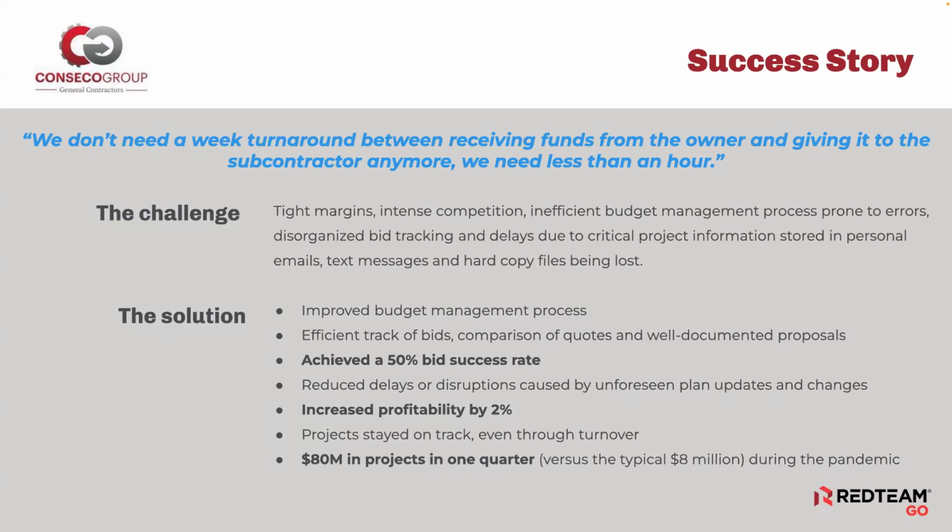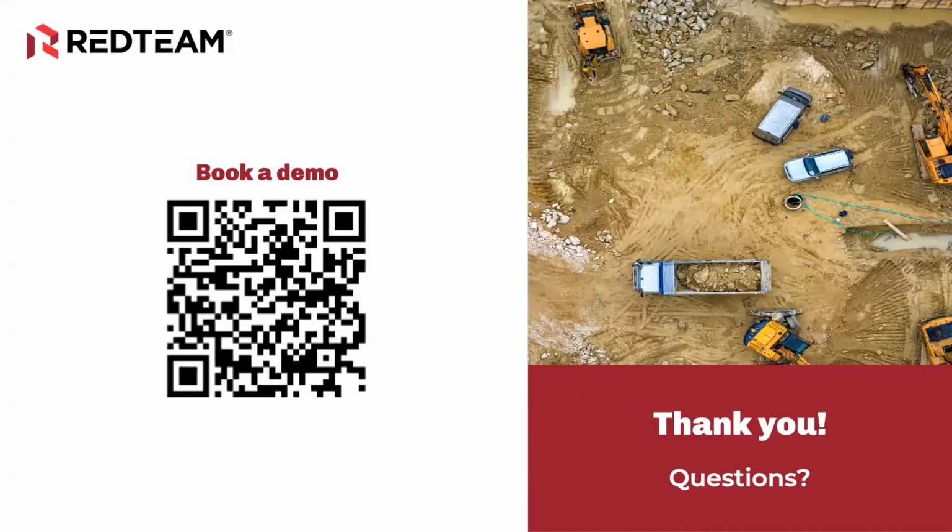It's a process that enables your company to have a very repeatable process, basically, for every project that is entered into the system, and it's very easy to follow along. With the time saved and the automation of tasks that Red Team Go provides, Conseco was able to save time and money while also achieving a 50% success rate bidding projects, increased profit by 2%, and managed $80 million worth of projects in one quarter with limited staff during the pandemic. All right, next slide. Oh, that's it, Eric.